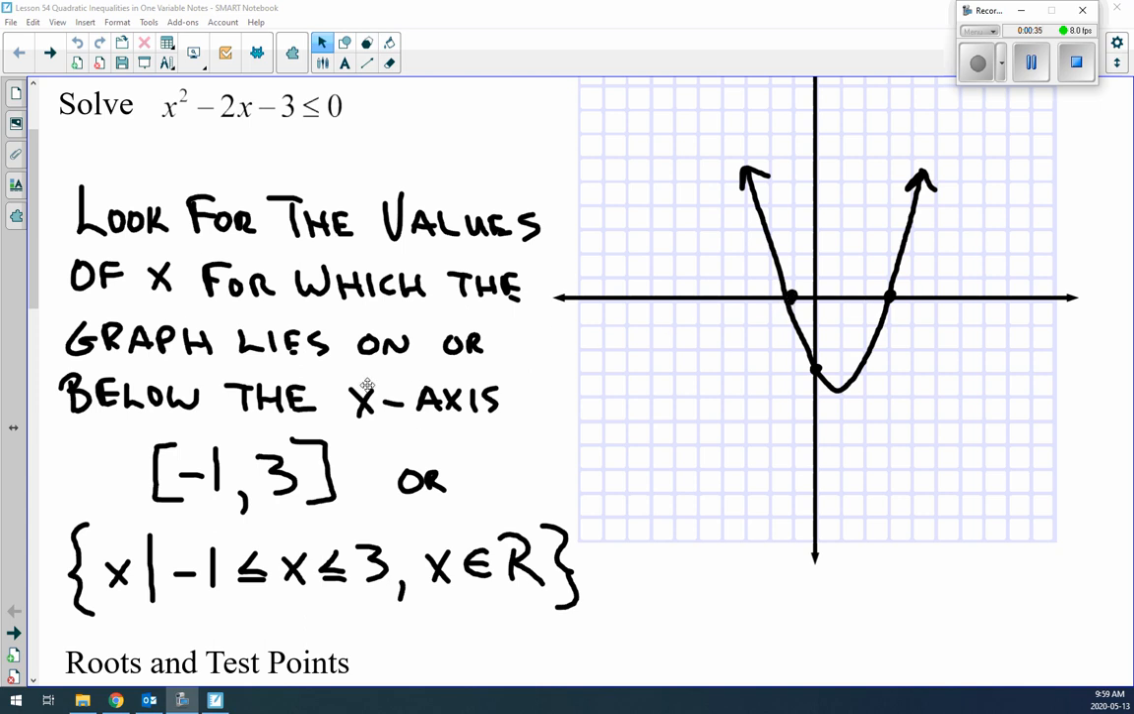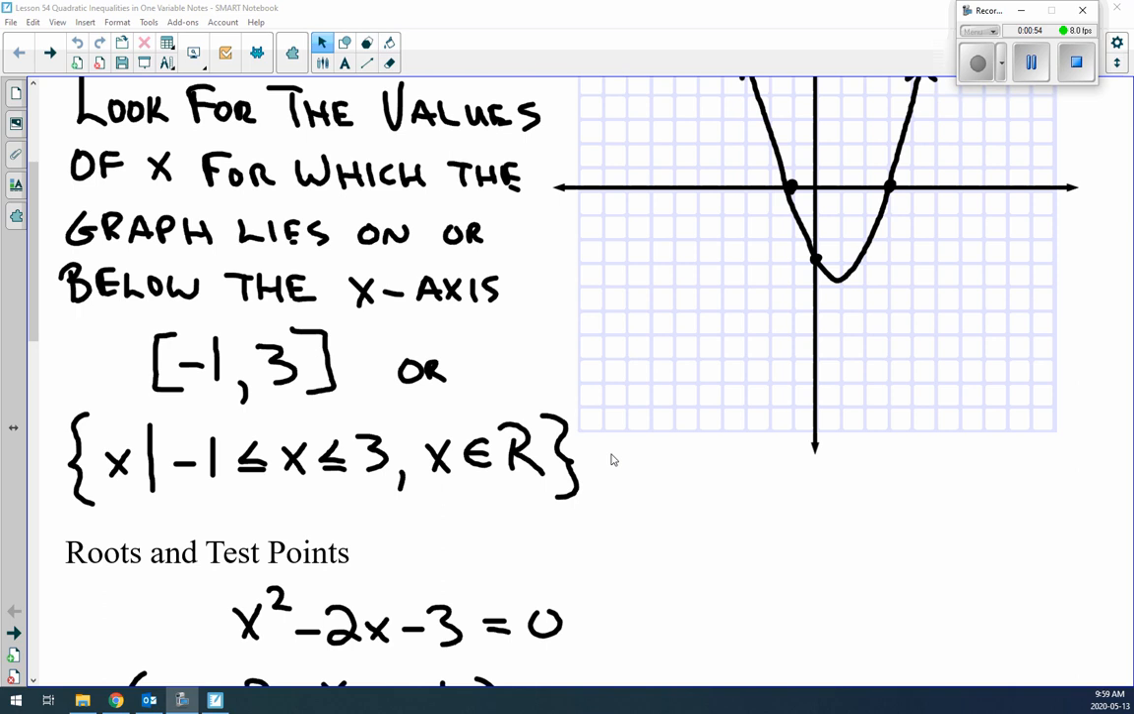So look at the values here. Which part of it falls between -1 and 3? Right there. Everything between those two is below the x-axis. Everything less than -1 or greater than +3 is above the x-axis. So when we're doing questions like this, we basically want to break it down into its roots. That's what we're looking for.